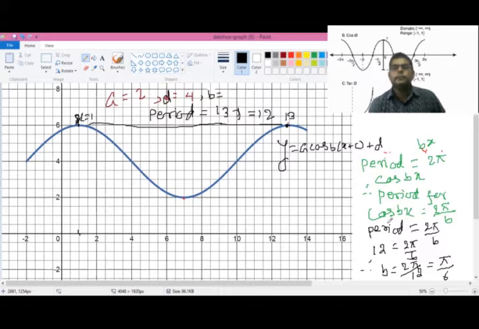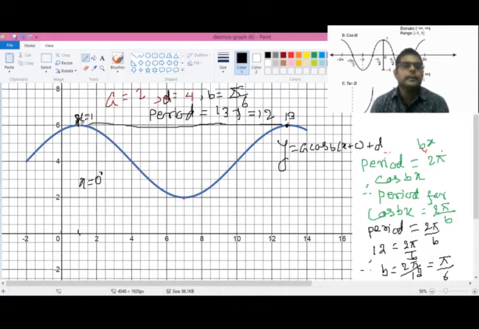So the value of b we have got is pi by 6. So we have all these values of level. Now we have to see what should be the value of c. If you are considering this as cos, then cos has its maximum value at x equals 0, that is 0 degree. So x is 0 at this point.